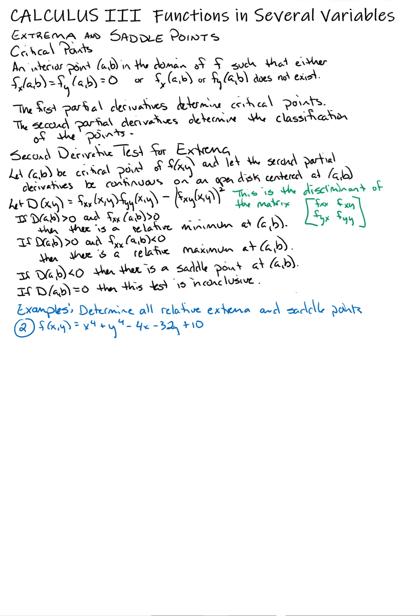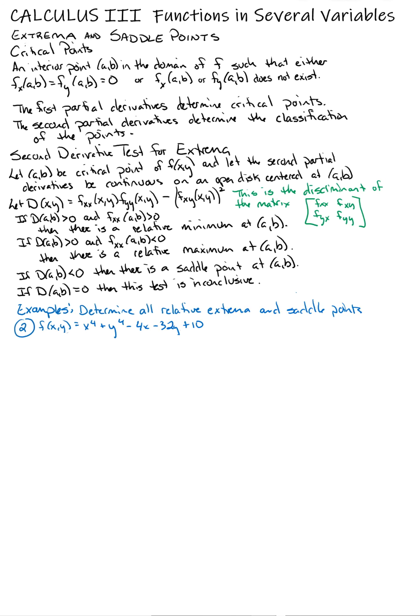Guys, this is Professor Janacek, and I want to go over an example where we find extrema and saddle points of a function in several variables. Let's take a look at this example here. We're going to determine all the relative extrema and saddle points for f of x y equal to x to the fourth plus y to the fourth minus 4x minus 32y plus 10.